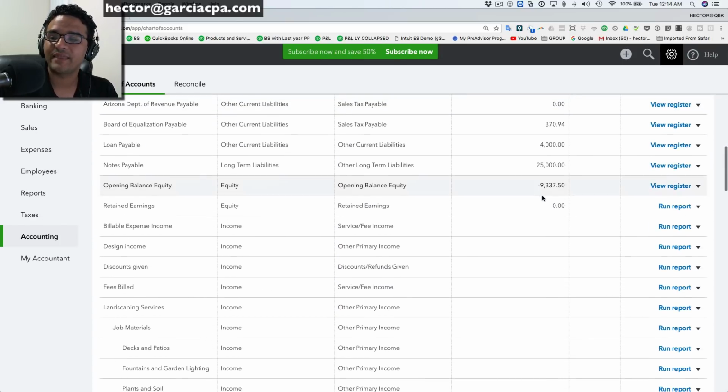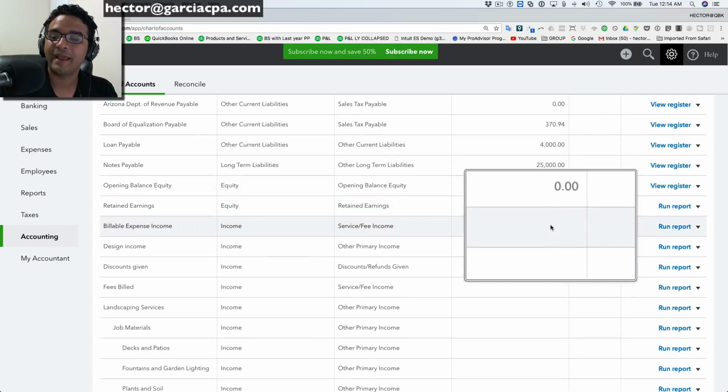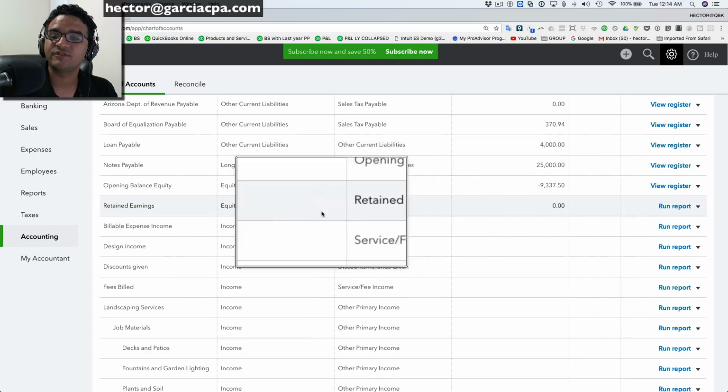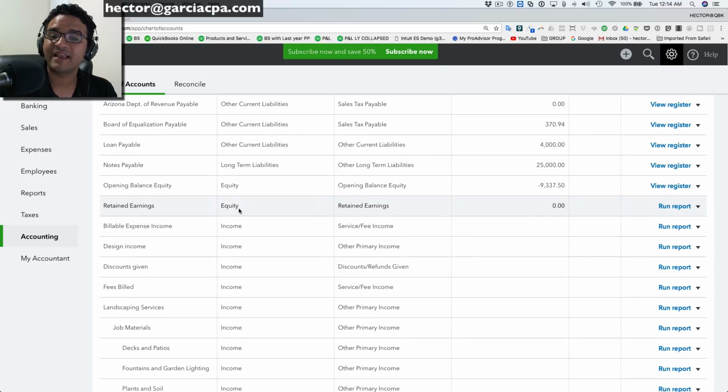As you scroll all the way down, you will notice that the column for balance will stop showing any numbers at all. Right when you see the last equity account and the first income account, that's when the categories switch. That's where it goes from balance sheet accounts to profit and loss accounts.